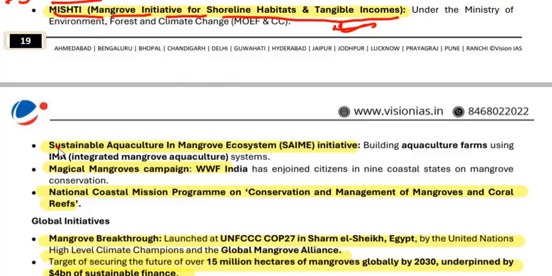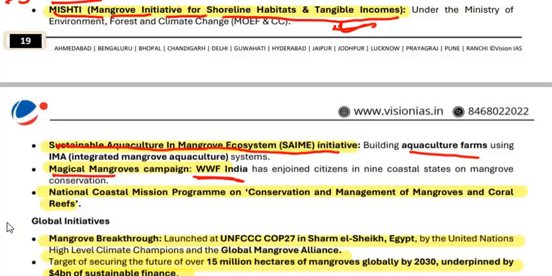Next is the Sustainable Aquaculture in Mangrove Ecosystem initiative. This is about building aquaculture farms using IMA, the Integrated Mangrove Aquaculture system. Next is the Magical Mangrove campaign, which is a WWF initiative. Next is the National Coastal Mission program on conservation and management of mangroves and coral reefs.